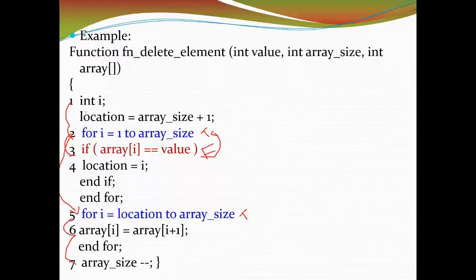This is the third path, from 1 to 2, 2 to 3. If the condition is false, again it is going to return back to statement 2 and come out of the loop and then execute statement 5. If the loop is true, then it is going to execute statements 6 and 7.